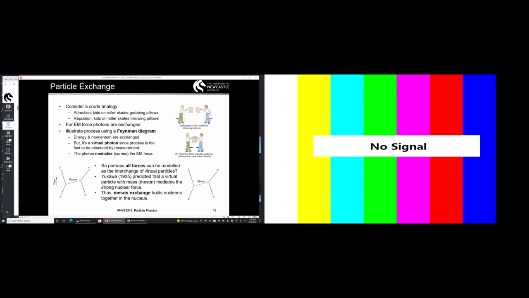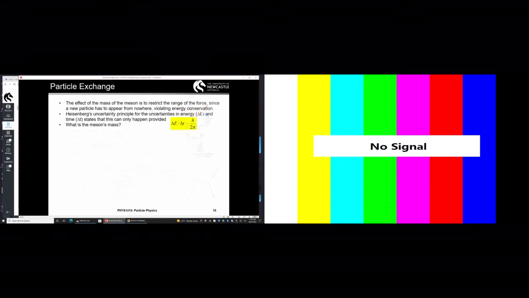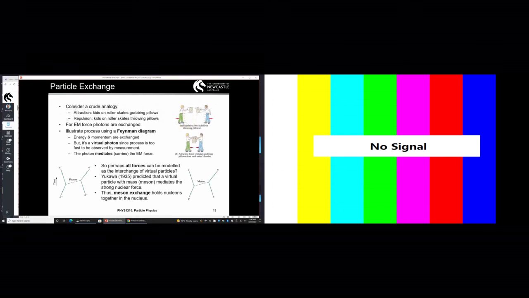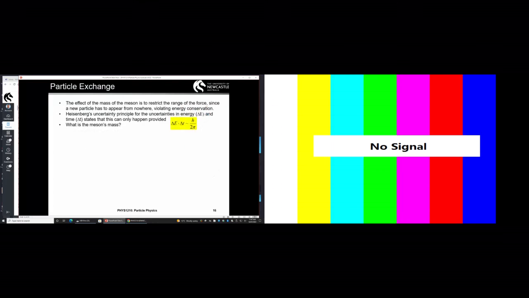The virtual particle was called a meson. Then some theory was developed to try to understand what this meson is, and what its properties are. Now, we're going to do a little example here, if we can switch over to our document camera.